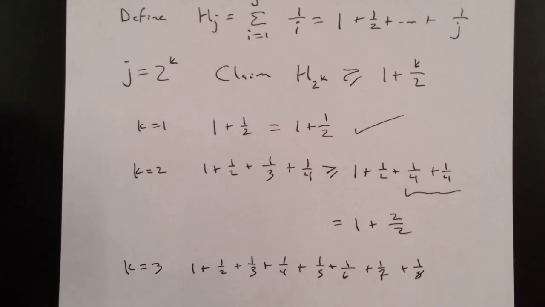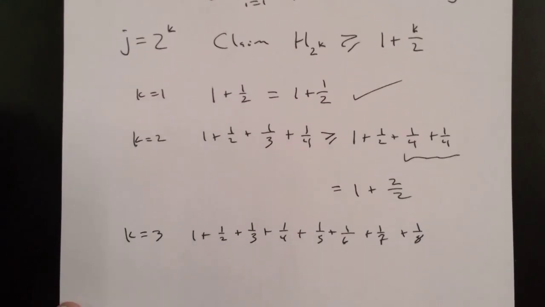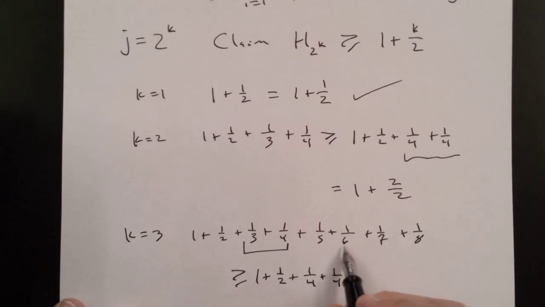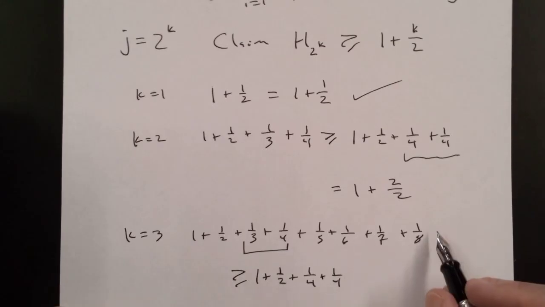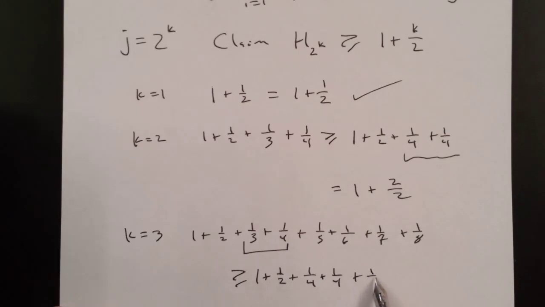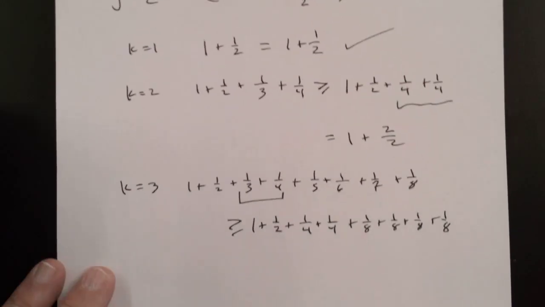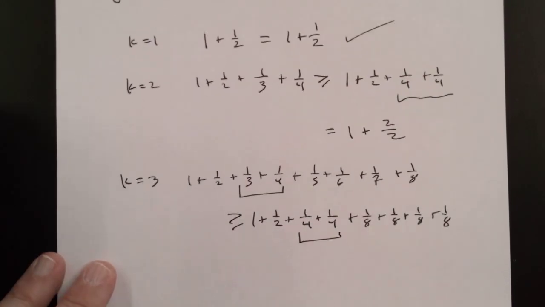Oh boy. Okay, wait a second. We already know what this adds up to. Well, no, but we know it's bigger than 1 plus 1/2 plus 1/4 plus 1/4. Now for these, a fifth is bigger than an eighth, and a sixth is bigger than an eighth, and a seventh is bigger than an eighth. So I'm going to replace all of those by eighths. This adds up to a half. What's this add up to? So I have 3 halves, don't I?